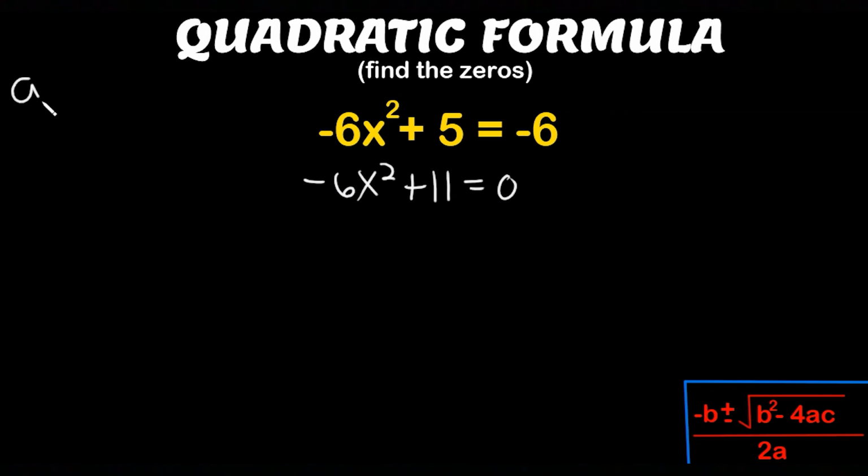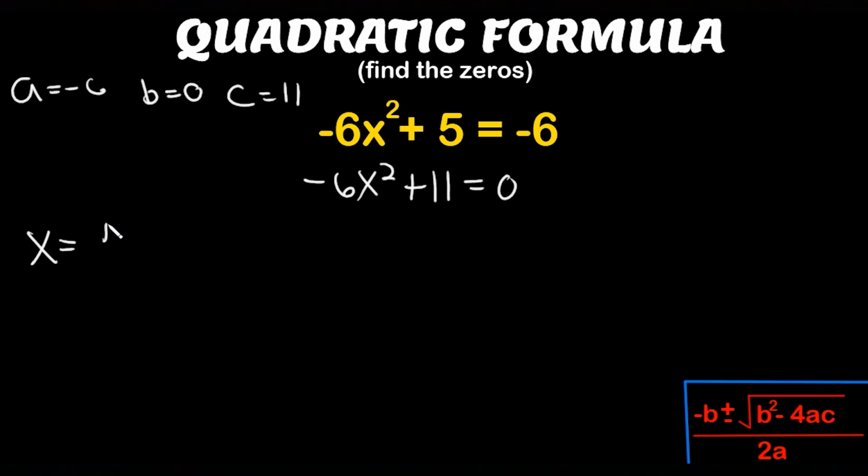A is going to be negative 6. B is going to be, well, I don't have a B, so it's 0. And then C, my constant, is 11. So plugging it in, we get x is equal to negative b. Well, my b is 0. So technically, I don't even have to write anything there. I can just go on to the plus or minus part.